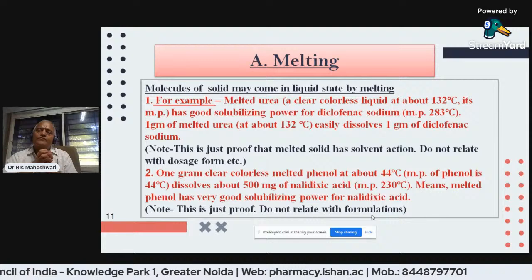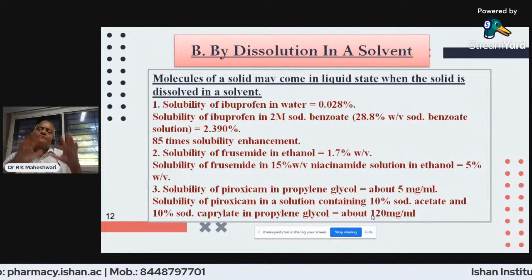Number two, another way by which the molecules of a solid may come in liquid state is by dissolution in a solvent.